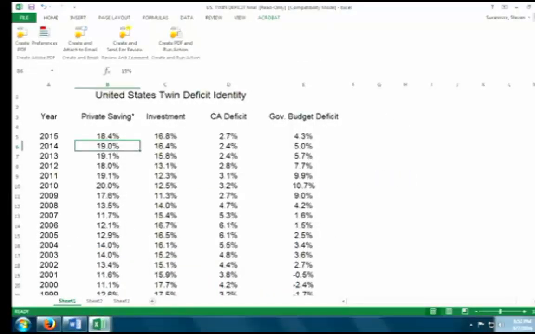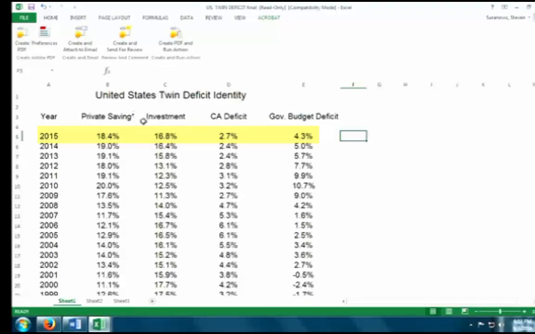What do they look like for a real economy like the United States? Last year, 2015, it looked like this. The first thing I want you to note is that this is arranged in the order of the identity that I just presented. So SP, private savings, minus investment, plus the current account deficit, where a positive number means deficit, is equal to the government budget deficit. Positive number means deficit here on the government budget. So we should get 18.4 minus 16.8, which is 1.6. 1.6 plus 2.7 works out to be exactly 4.3. It works perfectly. The numbers add up exactly.